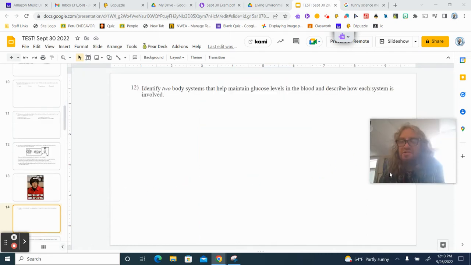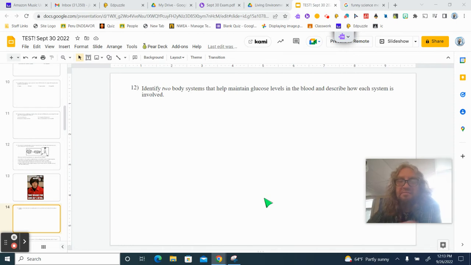Question 12. Here's a constructed response question. It says you have to identify two body systems that would help maintain glucose levels in the blood. Describe how each system would be involved. Okay, so two and describe.